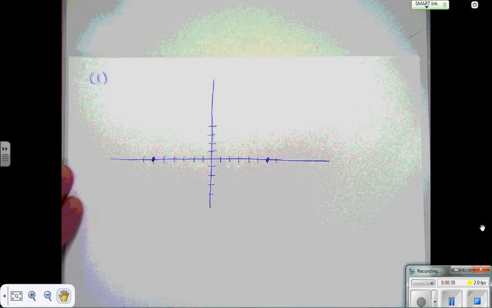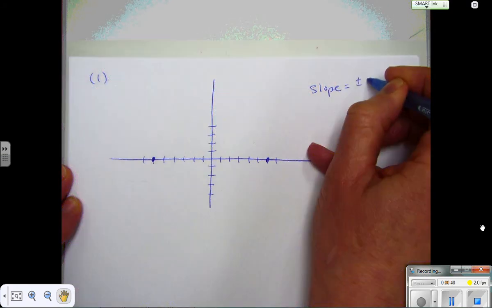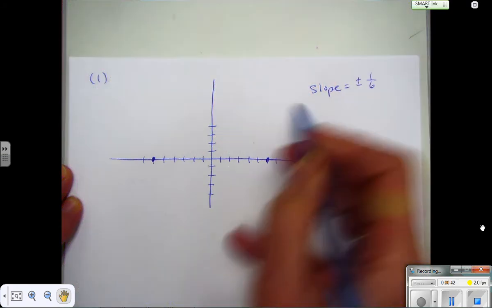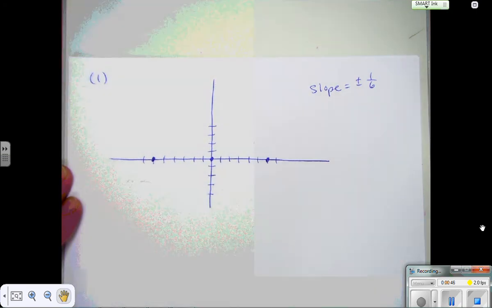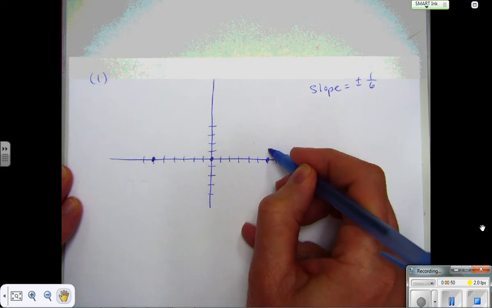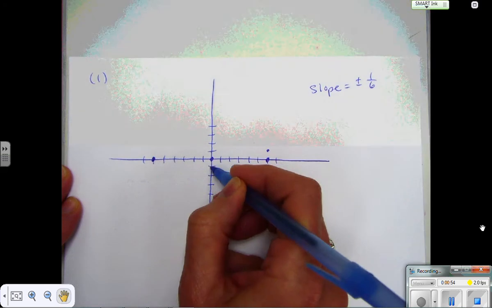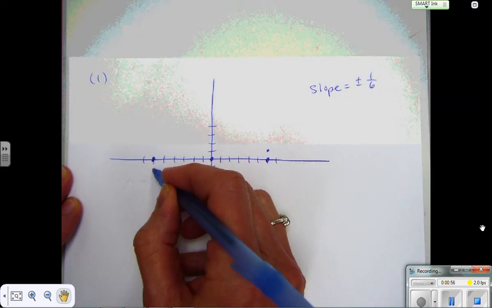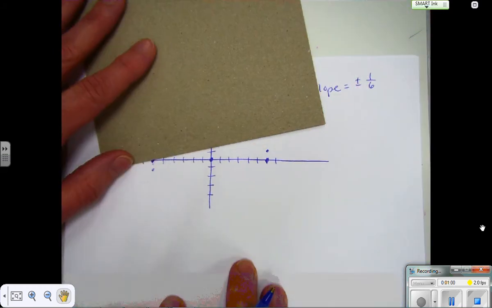So I know that the slope for my asymptotes will be plus or minus 1 over 6. And the center is at (0, 0). So I'm going to put my center in there. And from the center, I'm going to count up 1 and over 6. I'm going to do the positive slope first. So I'm going to go down 1 and to the left 6. And I'm going to use a straight edge to get my line.